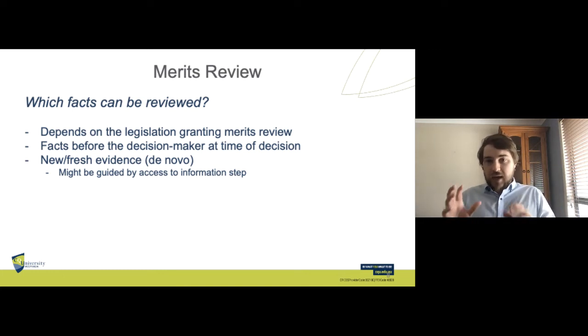Last week, we talked about how you might go about accessing government documents via a freedom of information application and the kinds of documents you might be able to obtain. This week, thinking about a merits review, thinking about the questions of fact that can be reviewed, we might be able to review the decision and introduce new evidence based on the freedom of information application that would have gone ahead. But you can only do that if the legislation permitting merits review allows for a de novo hearing.